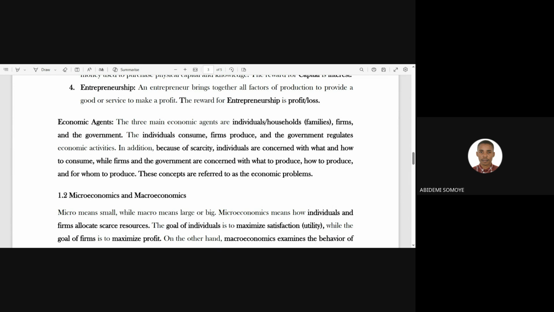Do I have to buy it online? Do I have to go to the physical store? I need this good. How do I get this product? And all those things that you are thinking about is within the confines of scarcity of resources. All those thoughts that you have, what and how to consume, is within the confines of scarcity of resources.